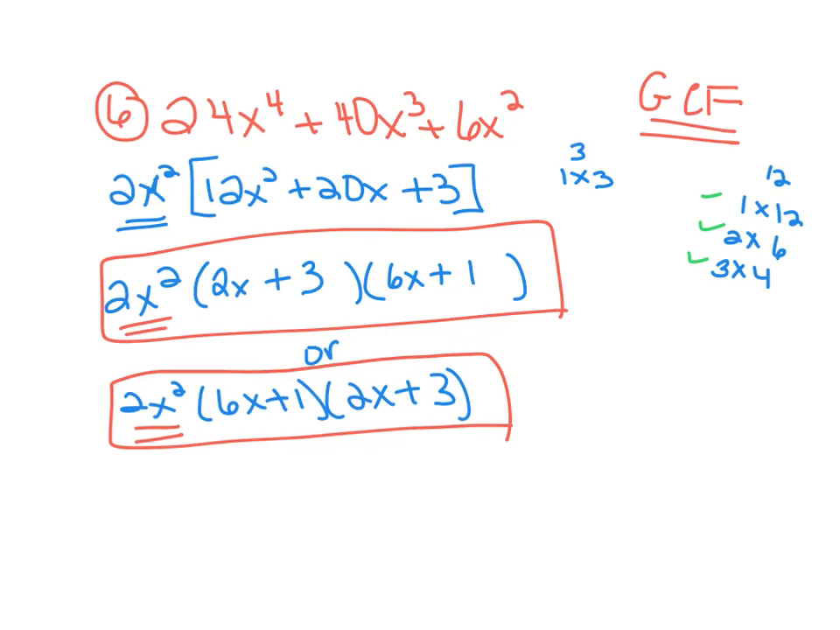All right, hopefully you're doing well. We've got a few more because I want to try to do all the special ones and all this other. All right, so question number 7, negative 6x squared minus 13x plus 5.